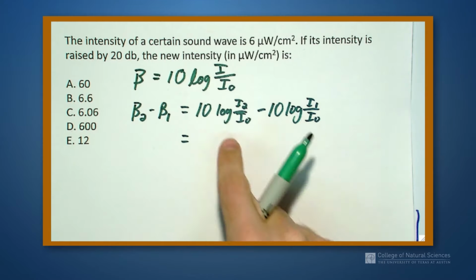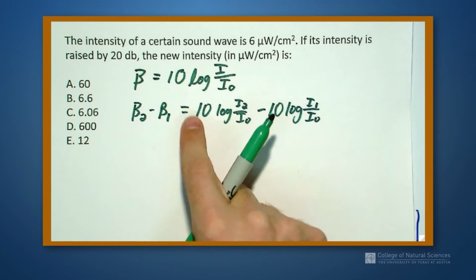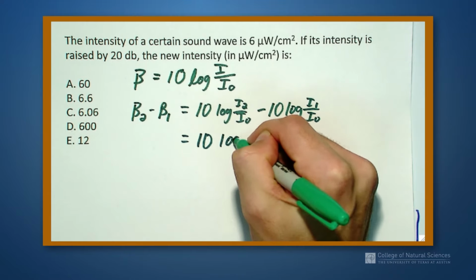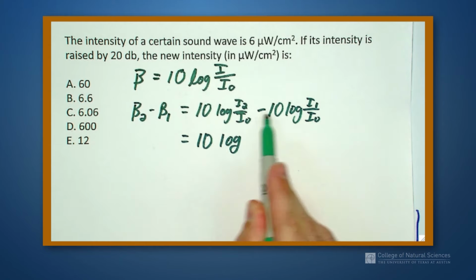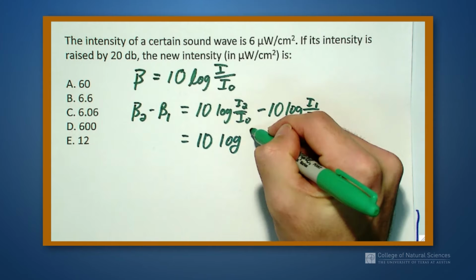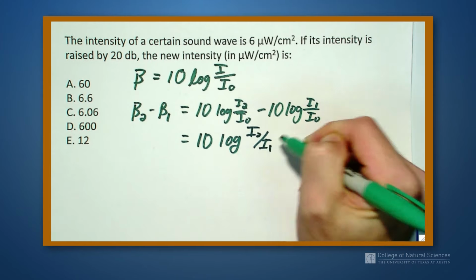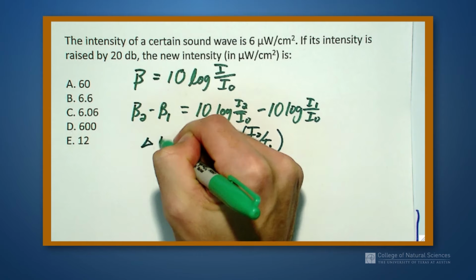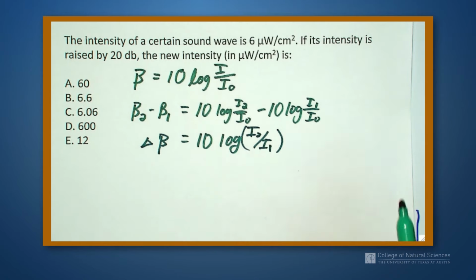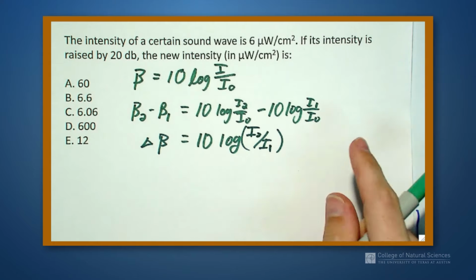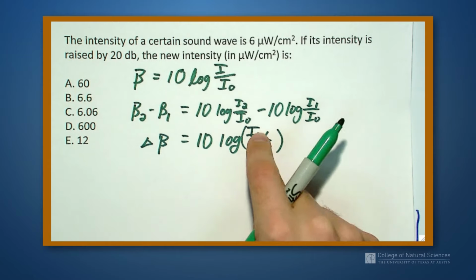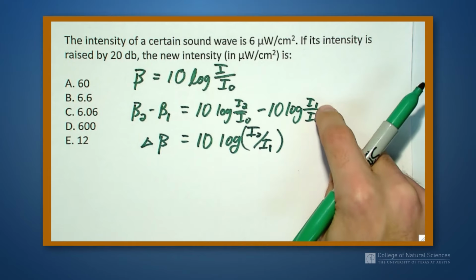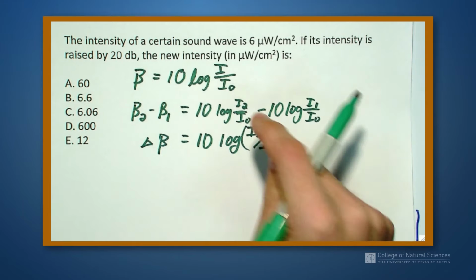If I rearrange this equation and work through some math, I'm going to get 10 log, and I'll see that these two logs, when I subtract them, divide their arguments inside. So what I'll get is actually I2 over I1. And this will be my change of decibels, so beta 2 minus beta 1. Now when I actually plug in my values, I'm going to do a little rearranging so I can solve for I2, because I2 is going to be my final and I1 is my initial.